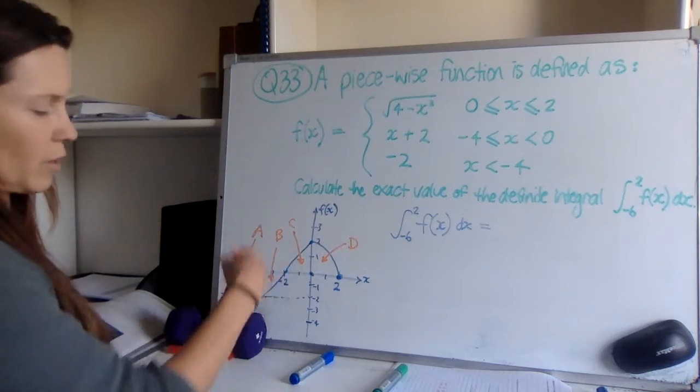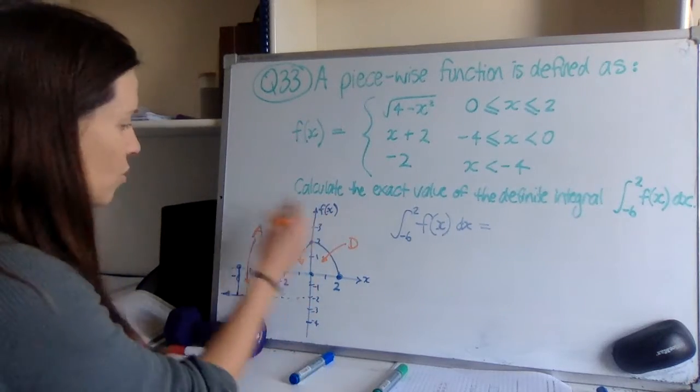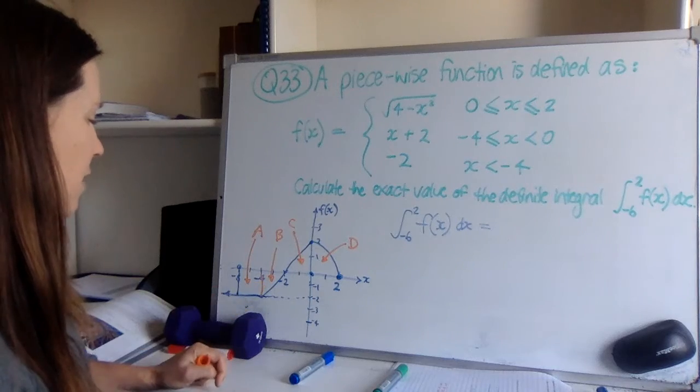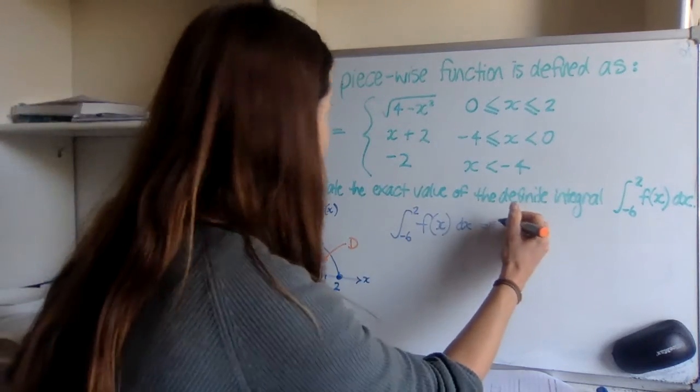And if you've got a graph there in your working and you've labelled it like that, then you can use your labels in your working. Now, A and B are going to be negative. C and D are going to be positive. So I'm going to need C and D.